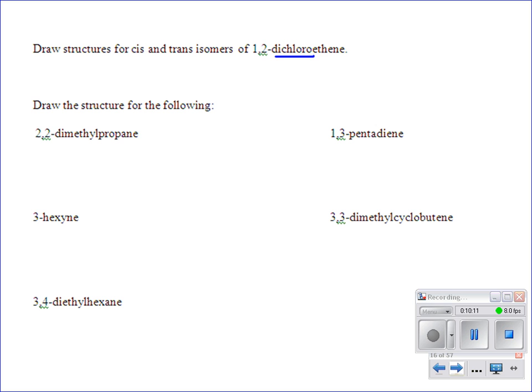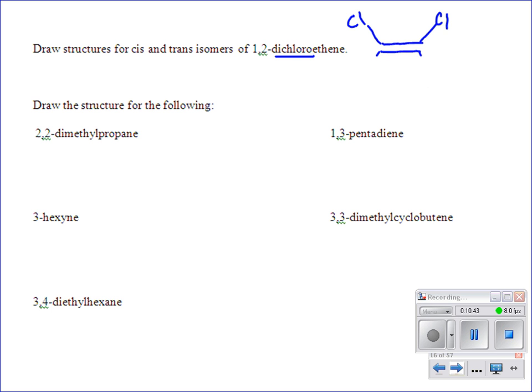So if we have 1,2-dichloroethene, let me just draw it first, not worrying about the structural geometry. So what does ethene look like? 2 carbons, right? And if I have 1,2-dichloro, I have a chloro and a chloro. And what goes down here? We don't have to put anything, but just to help see the stereochemistry, I like to put the H's there. But you don't have to.